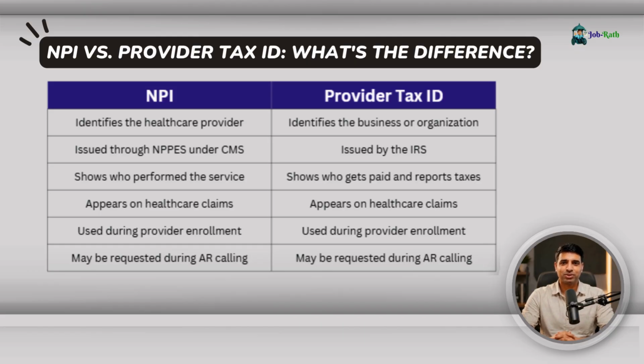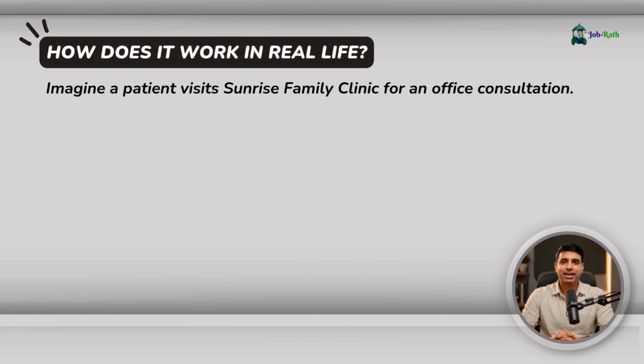Both numbers appear on claims. Both are used during provider enrollment. Both may be requested during AR calling. But here's the key difference. Multiple doctors in one medical group can have different NPIs while sharing the same tax ID because they all work under the same business. Now, let's see how this works in real life.